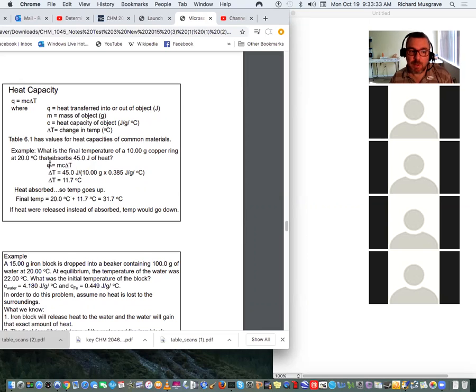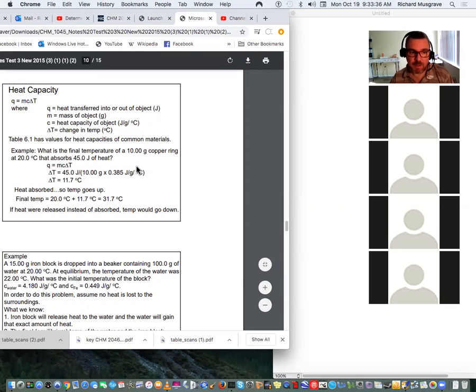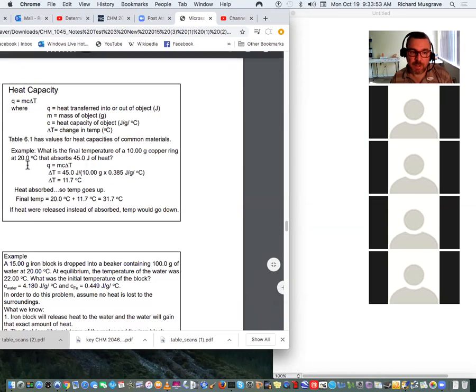So in this instance, we've got Q equals mc delta T. So we can rearrange this to find the change in temperature, delta T. And the delta T here is 11.7 degrees. We know it's at 20.0 degrees initially. The only question then is, does the temperature go up or does the temperature go down? But since the word absorbs is here, we know that we would add that delta T to the initial temperature. And we know that then the final temperature is going to be 11.7 degrees more, which makes it 31.7 degrees.